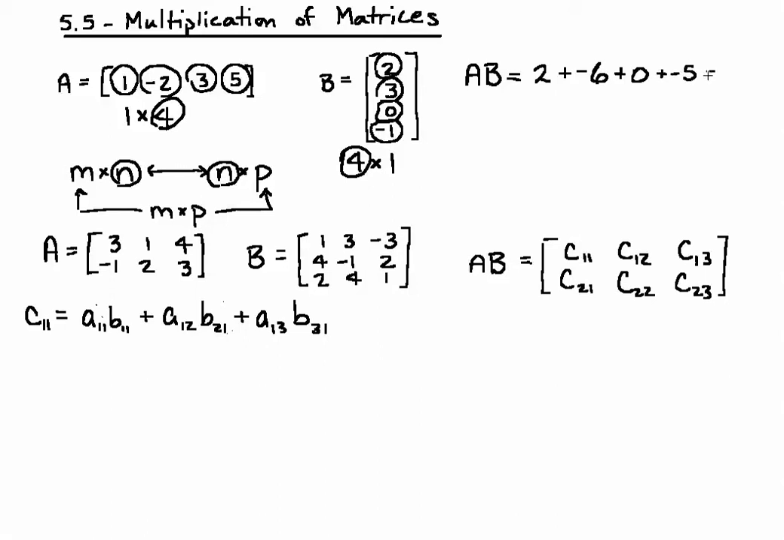And when we add those together, we've got 2 plus a negative 6, which is negative 4. Negative 4 plus 0 is still negative 4. Negative 4 plus negative 5 is negative 9. And so our answer is negative 9. If you want to express that as a matrix, it's not really necessary since there's only one entry. The only entry you have is negative 9.